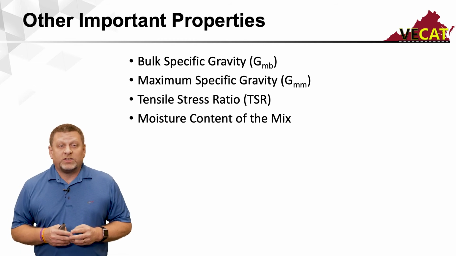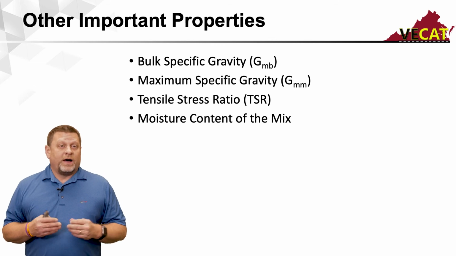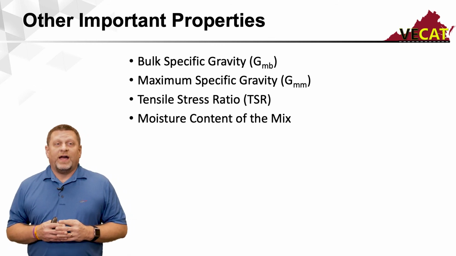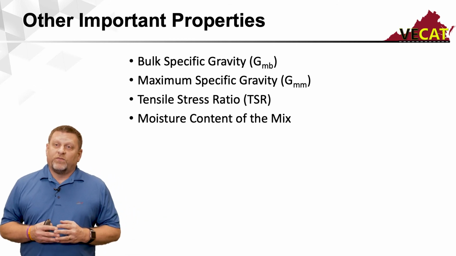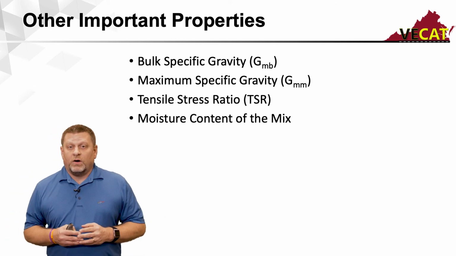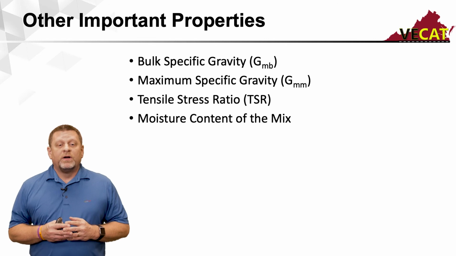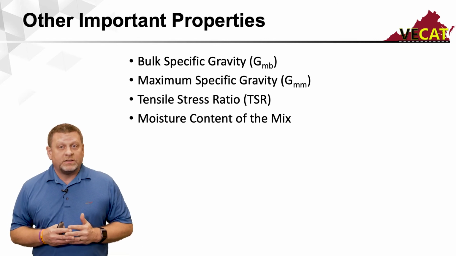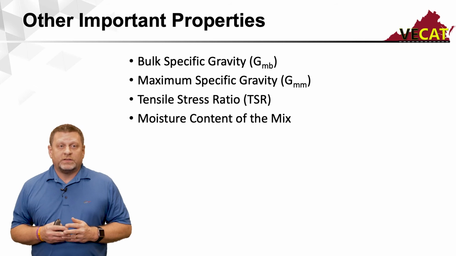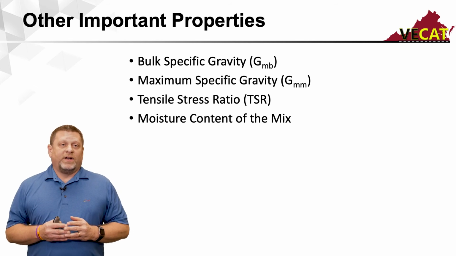TSR, tensile strength ratio, is again a stripping test that we have to look at. This is usually done early on, and when we start up new job mix formulas, we've got to make sure our TSR and our anti-strip is working. We've got to remember that Virginia does require an anti-strip to be added to all our mixes, no matter what the TSR ratio is. We are required to have an anti-strip.